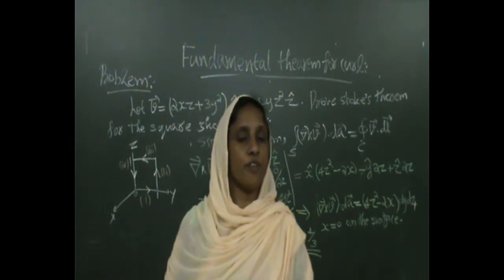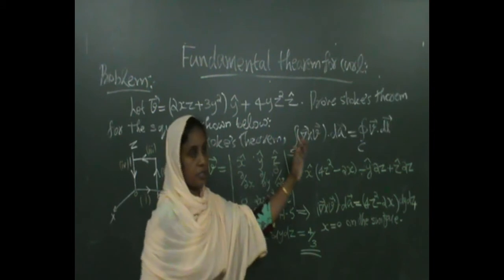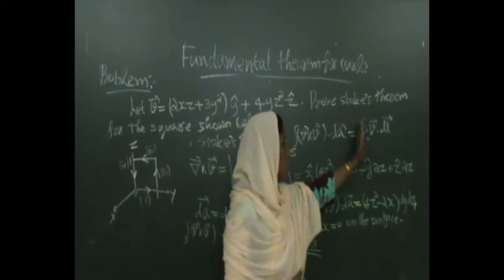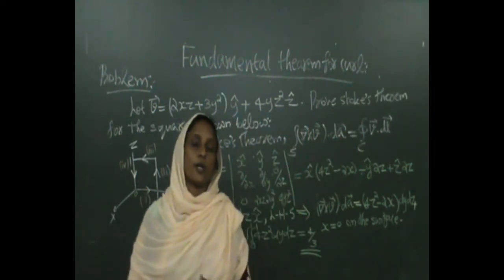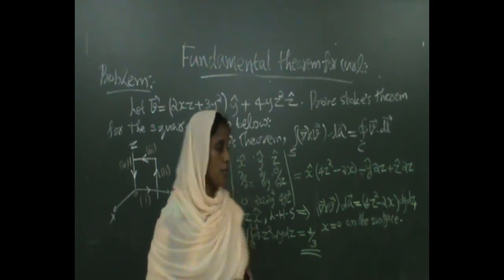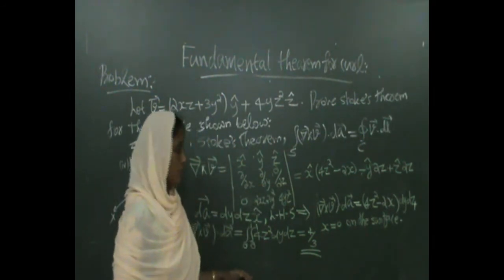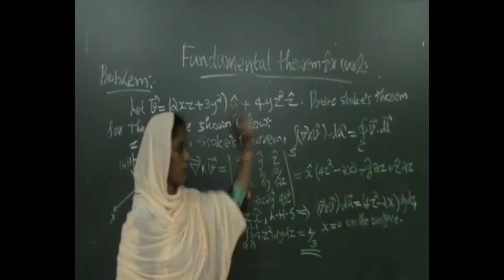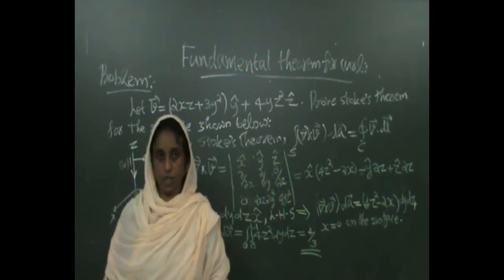Now we can find out the arches. If this part is equal to this part, we can prove the Stokes theorem. Now we find out the surface integral, the LHS part, and we want to find out its circulation, V dot dl.